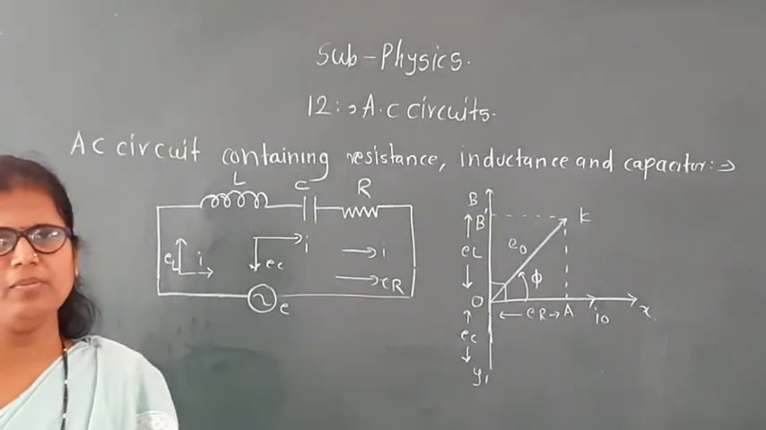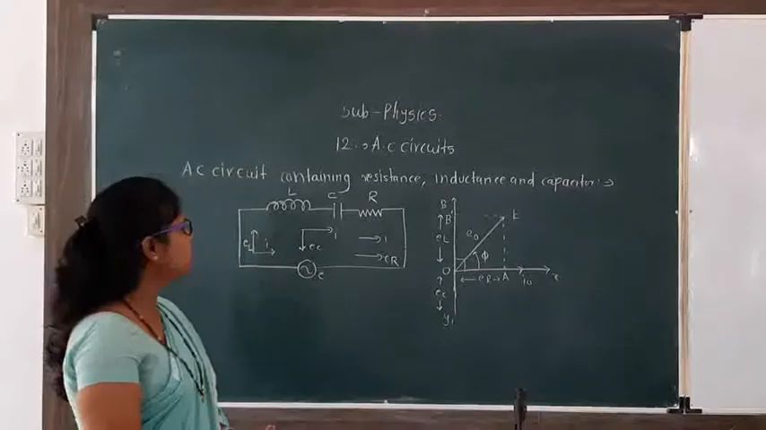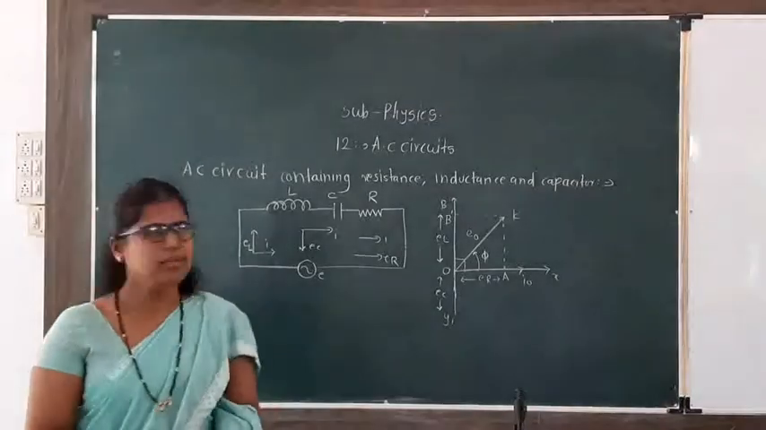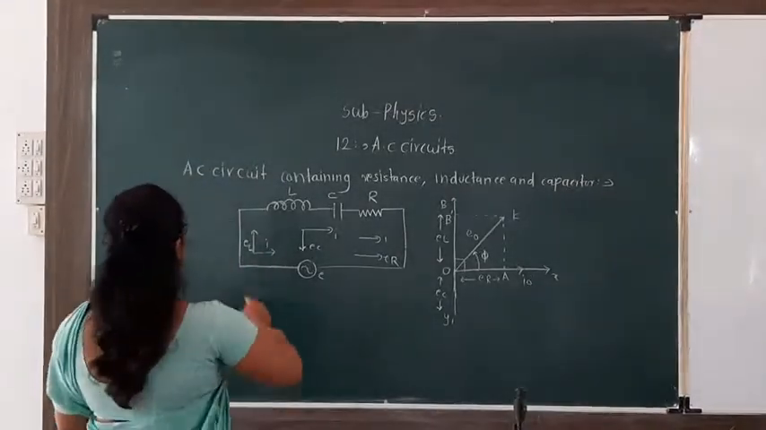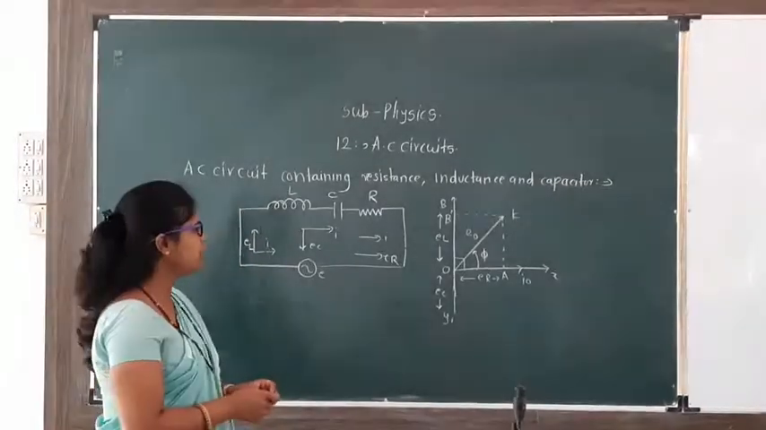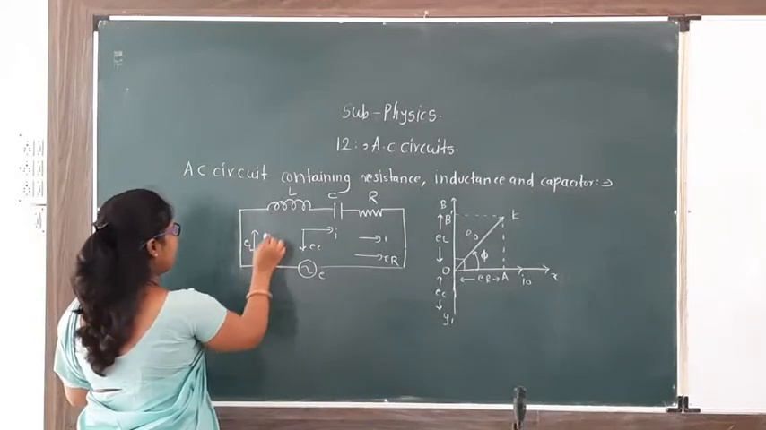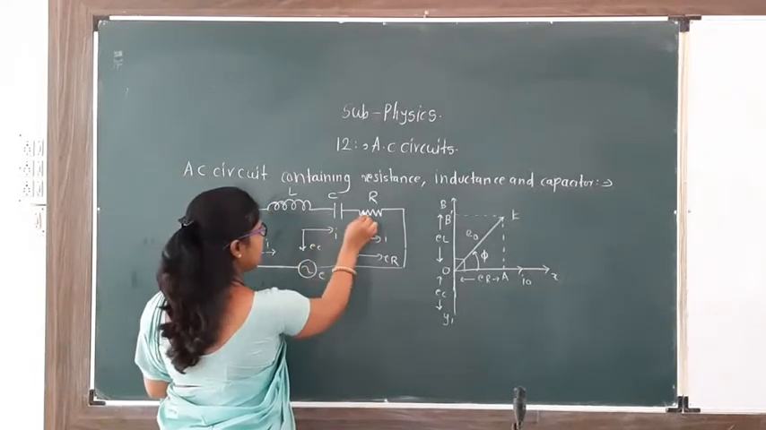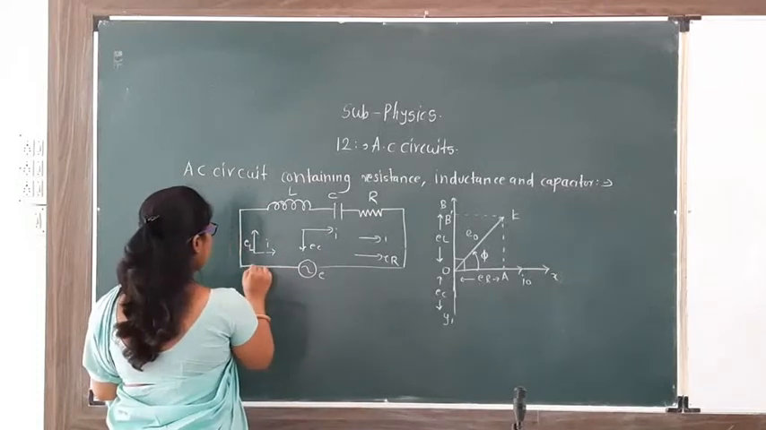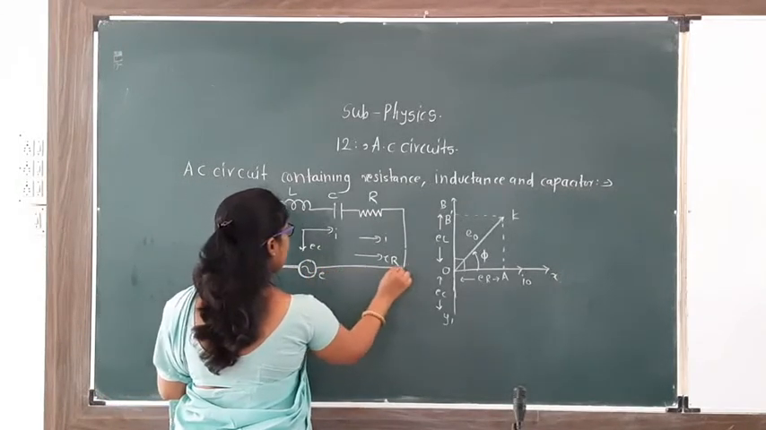Students, myself Minal Pawar. Today we are going to learn the subject physics, topic AC circuits. Today we are going to learn the AC circuit containing resistor, inductor and capacitor. Now this is the diagram where we have connected inductor, capacitor and resistance across the AC circuit. All these are connected together.